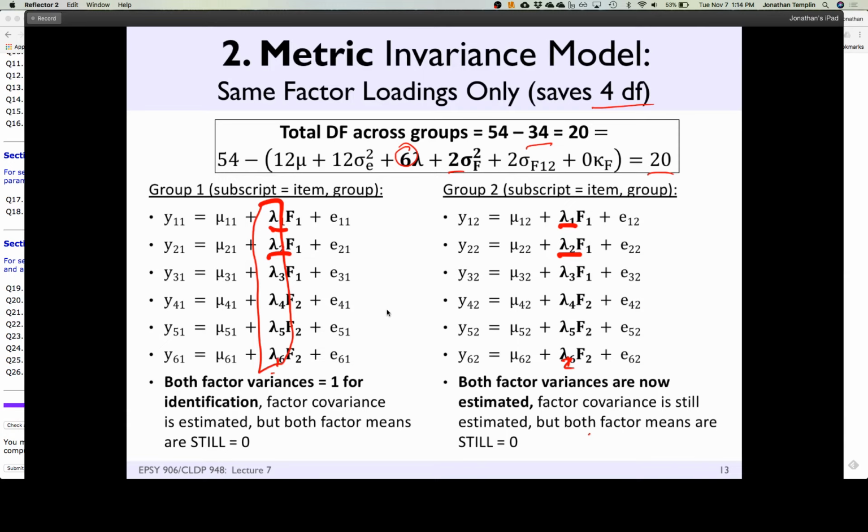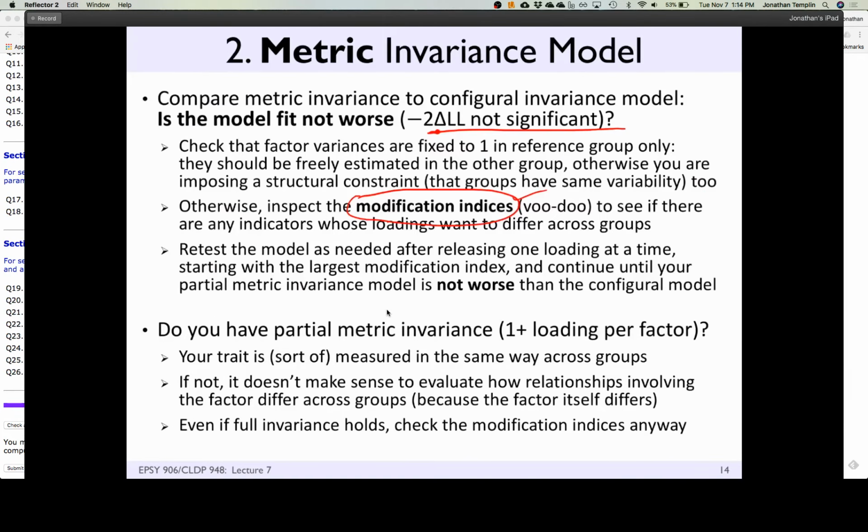And then if you get a situation like that, it's called partial metric invariance, which means not all of the loadings, but some set of them are equivalent across groups. So that is what you're looking for. Lisa says 1+ per factor, but more is better. And the reason for that is this is what's going to help you make the claim that these factors mean the same thing. It's no longer apples and oranges or height and weight. It's now gambling and gambling, between the two groups.